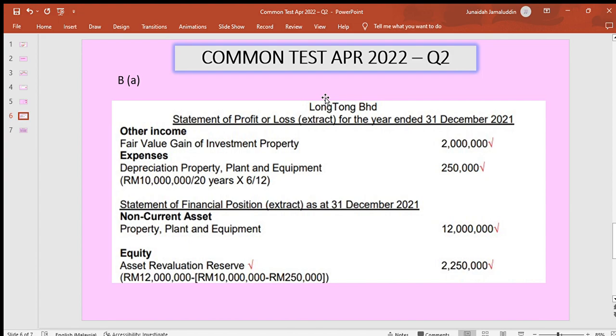Okay, since we need to prepare the financial statement for year ended 31st December 2021, that means the financial statement should cover the period from 1st January until 31st December 2021. So, what happened during the financial period?